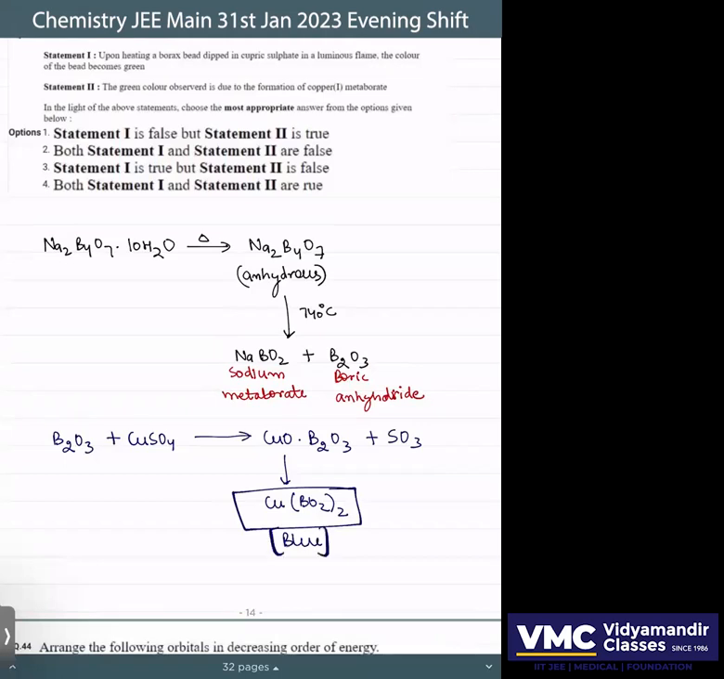They are saying the color of the bead becomes green. It is an incorrect statement because the color of the bead is becoming blue. Statement 2 says the green color observed is due to the formation of copper metaborate. The blue color is observed. So statement 1 and statement 2 both are false statements. So answer will be option second.